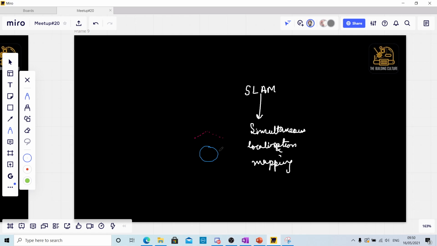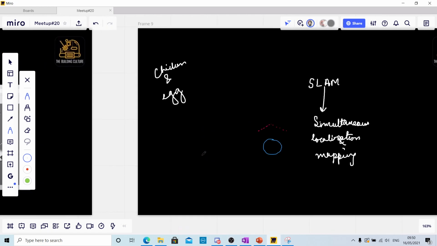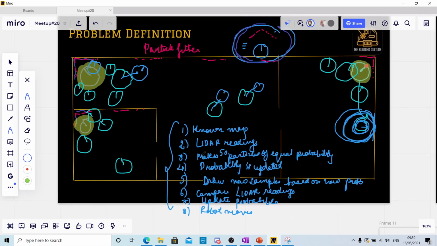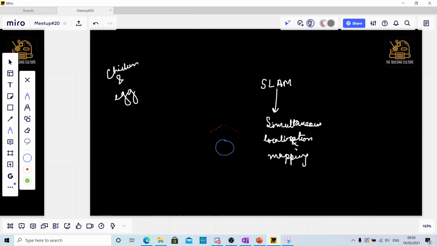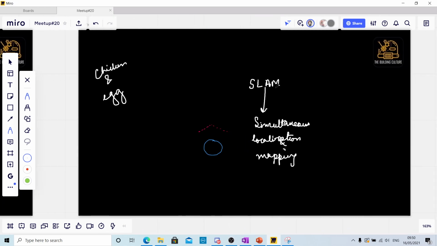Because we don't know the localized position and we don't know the map, this is sometimes called a chicken and egg problem, because to get a localized position, we need some information about the map. Like for particle filters we knew the map so we could localize, but at the same time to get the map, maybe we need some information about localization as well. So localization and mapping are interdependent, so that's why this is called a chicken and egg problem.